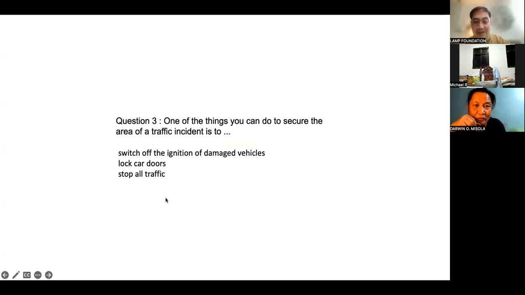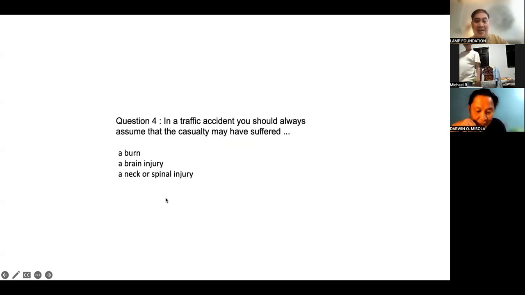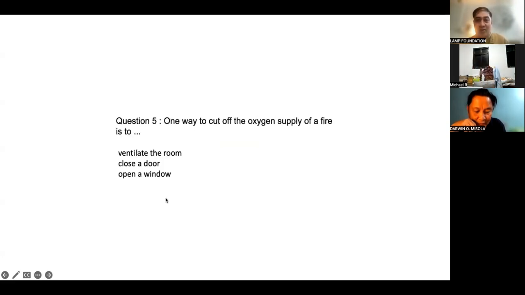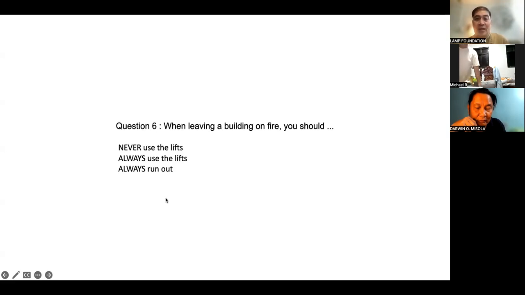Explosions. Yes, of course. Una-una yun. Dapat presence of mind. In a traffic accident, you should always assume that the casualty may have suffered a neck or spinal injury. Good. One way to cut off the oxygen supply of a fire is to close a door. When leaving a building on fire, you should never use lifts.